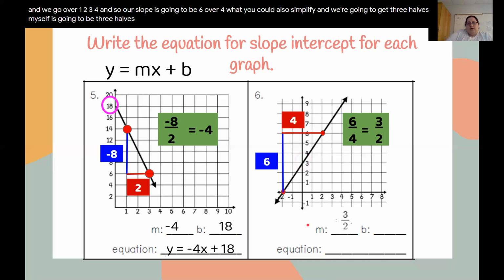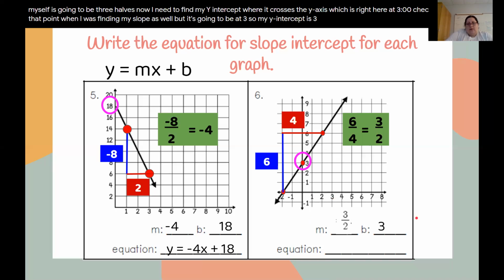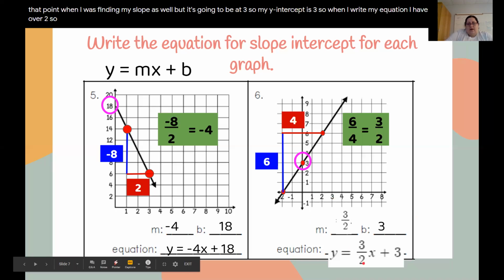Now I need to find my y-intercept where it crosses the y-axis, which is right here at 3. Which I could have used that point when I was finding my slope as well. But it's going to be at 3, so my y-intercept is 3. So when I write my equation, I have y equals 3/2, so 3/2 x plus 3.